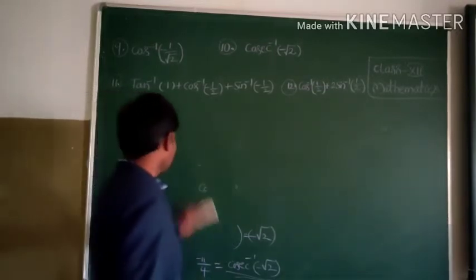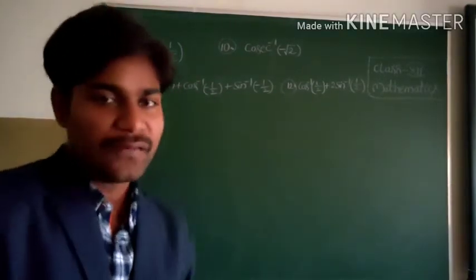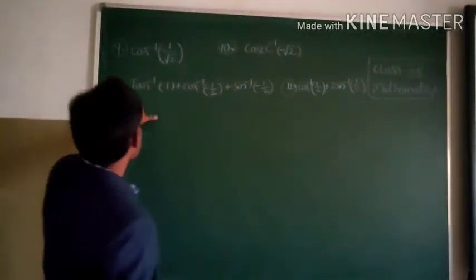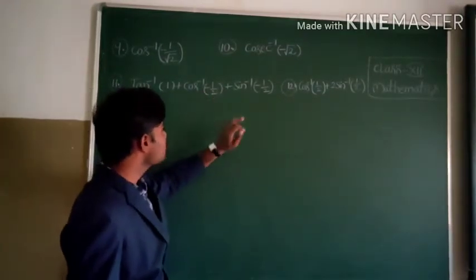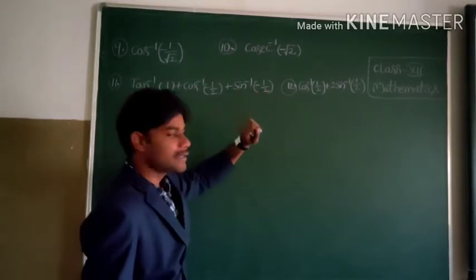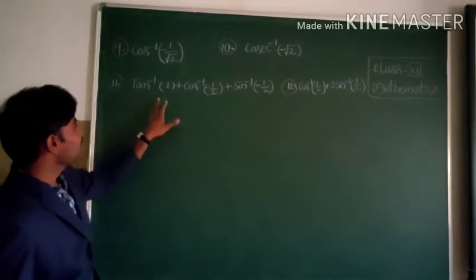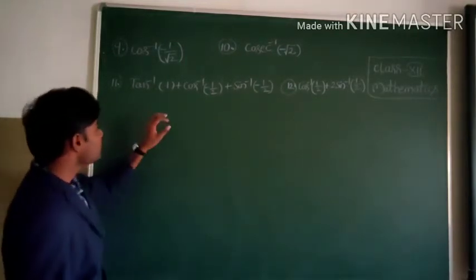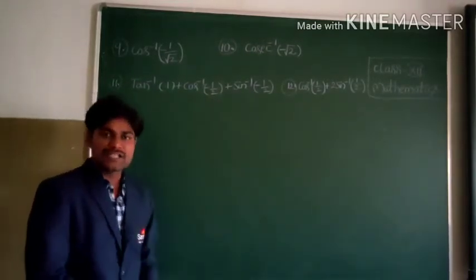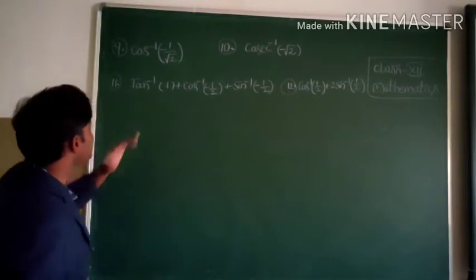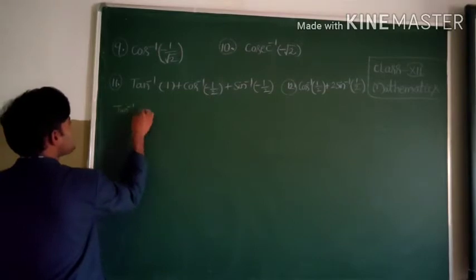Now let's see another problem. Here, the 11th problem is tan inverse of minus 1 plus cos inverse of minus 1 by 2 plus sin inverse of minus 1 by 2. Here are the given 3 functions. You have to find the principal value of each individual function and add all the principal values of the 3 functions. First let me see the principal value of tan inverse of minus 1.